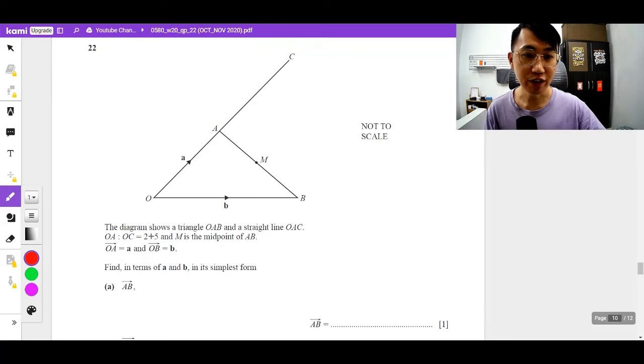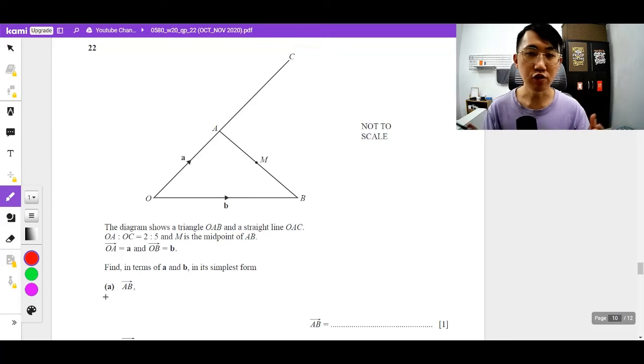Let's go. The diagram shows a triangle OAB, alright, find it, OAB, okay? And straight line OAC, done. OA ratio with OC is 2:5. You can check it out. They never label anything for you. There's actually something that you need to do over here, right? And M is the midpoint of AB. So just check it out. M is the midpoint of AB, alright? Given to you, the vector OA is represented with the small letter a. Okay, done. Vector OB is represented with the small letter b. Alright, done as well. Find in terms of a and b in simplest form the vector AB.